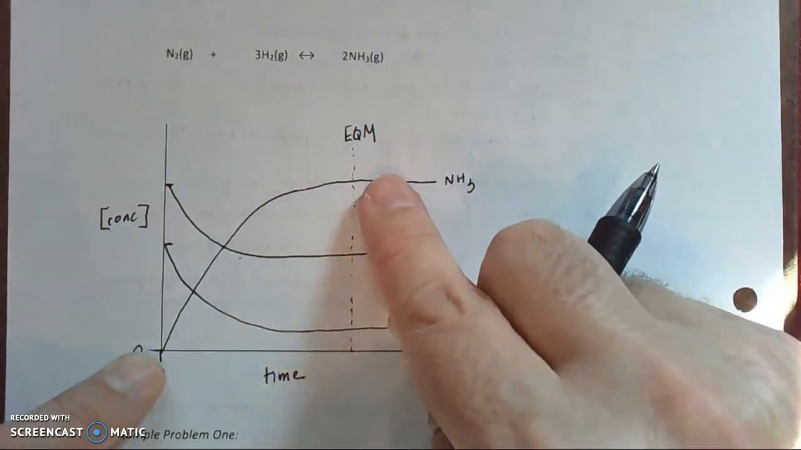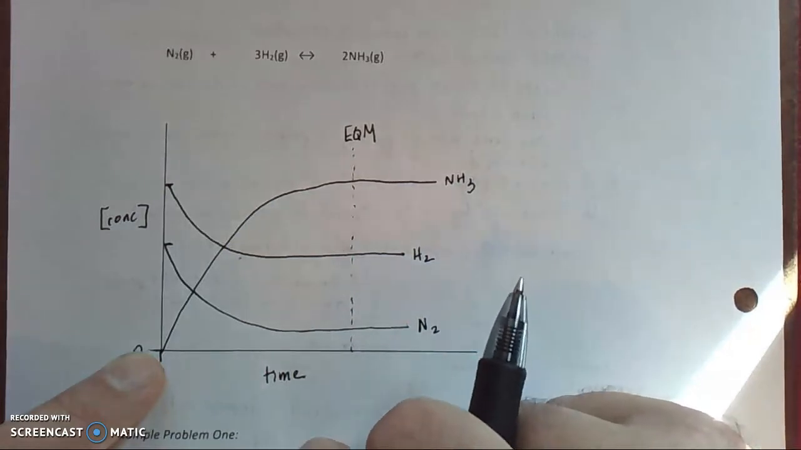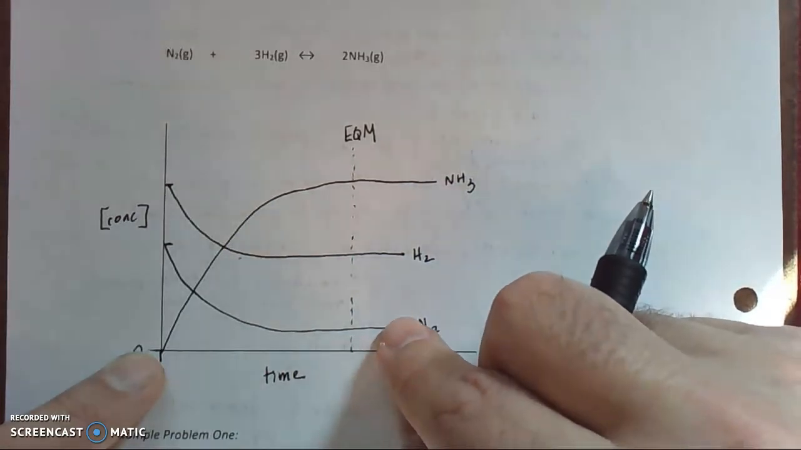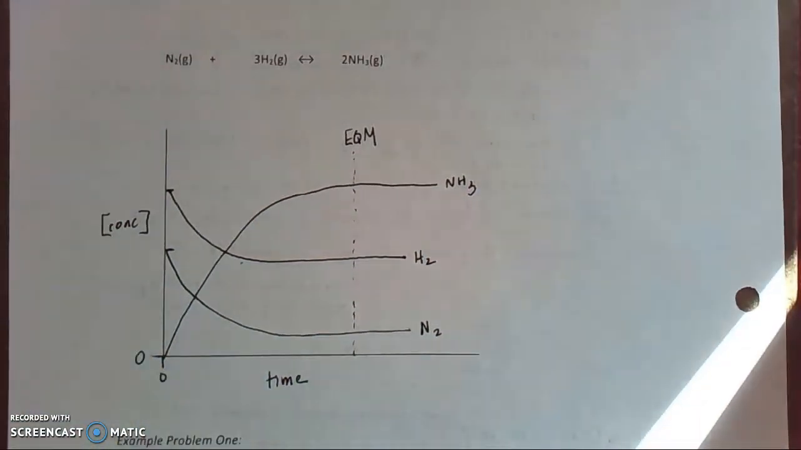So we're going to start talking about how we use the numbers in order to figure out concentrations at equilibrium or figure out the equilibrium constant so we can predict things.